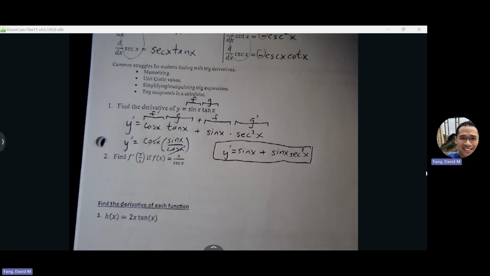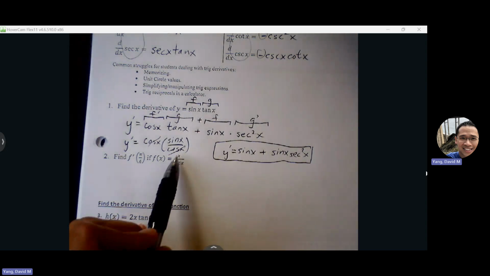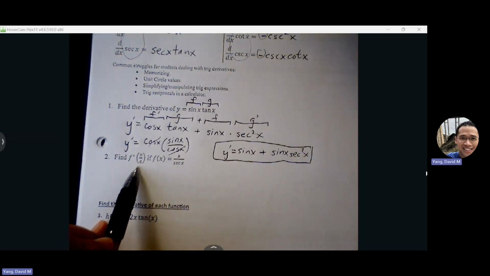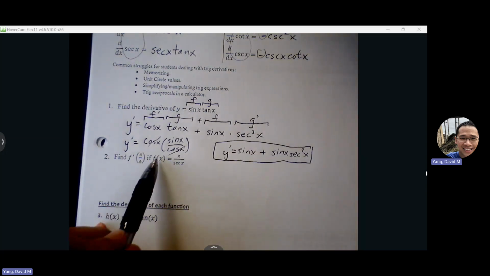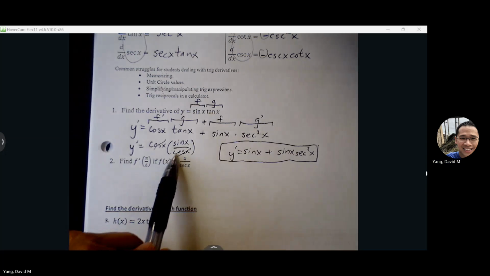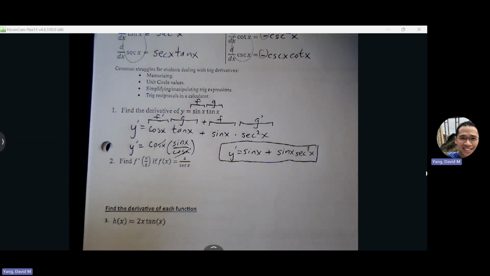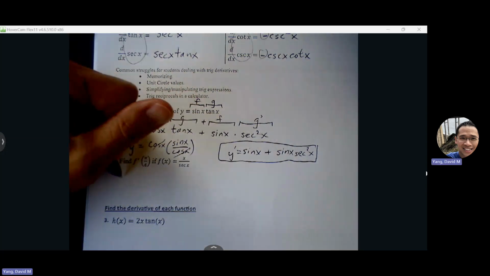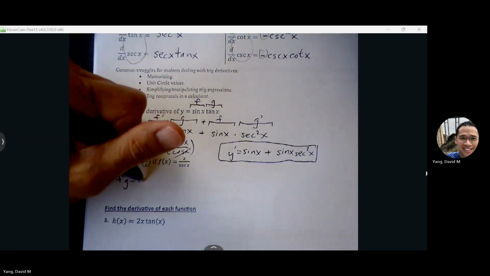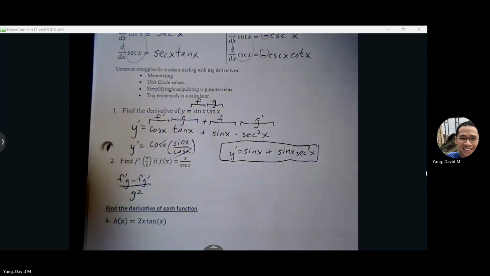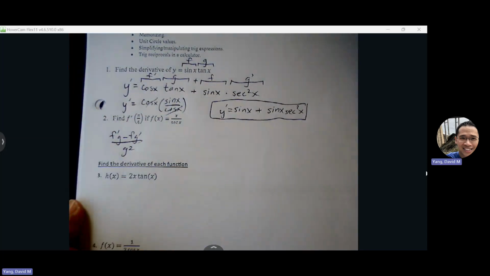All right, number 2, find f prime of pi over 6. So this is asking to find the slope at pi over 6 for whatever this curve looks like, or at the point for this curve. So, a 2-step process. We first have to find f prime of x, and then we can plug in pi over 6. But to get to f prime of x, we have to go through what? Quotient rule. Yeah. So see if we can set up quotient rule. Try that first, and then I'll follow up with the steps.